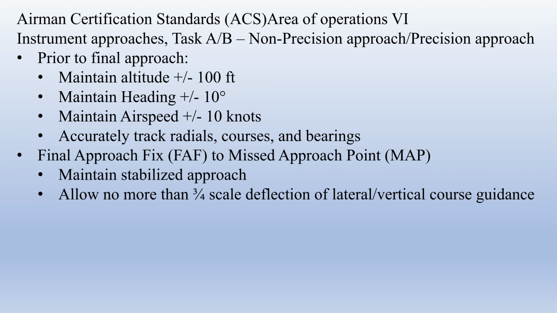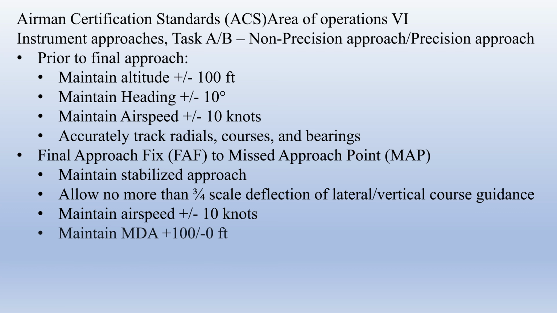Allow no more than 3/4 scale deflection of your lateral or vertical course guidance until you get to that DDA. Again, anything under 3/4 scale deflection is not considered a bust, and it's not considered a bust if you approach 3/4 scale deflection and execute the missed approach. Should be able to maintain your approach airspeed plus or minus 10 knots. And then once you level off at that DDA, you need to be able to maintain that MDA altitude plus 100 minus 0 feet. And again, you get zero tolerance on the MDA.